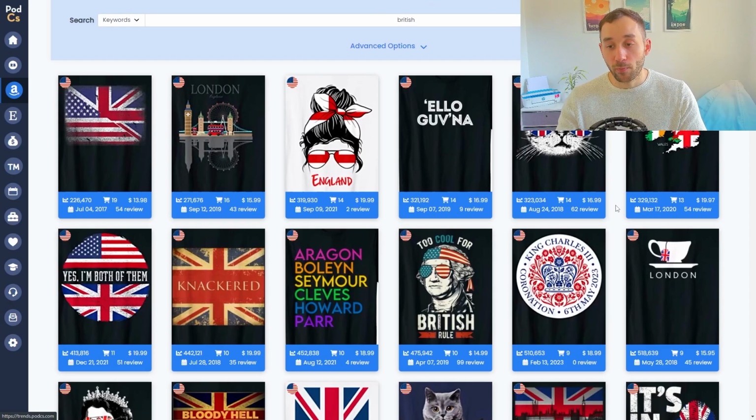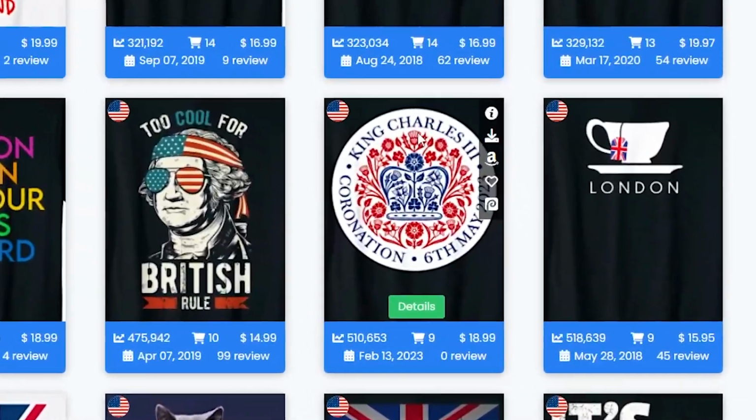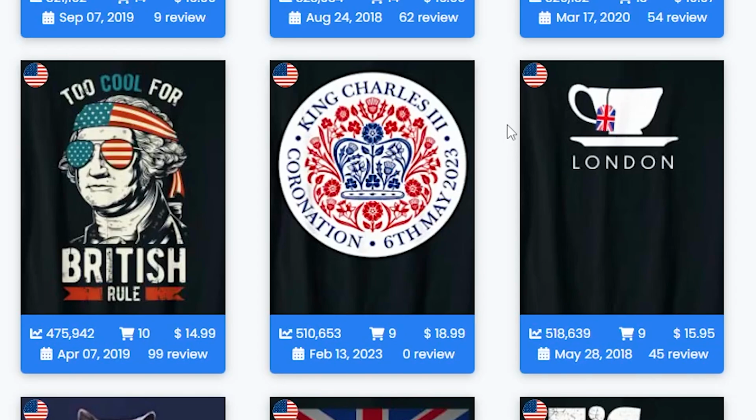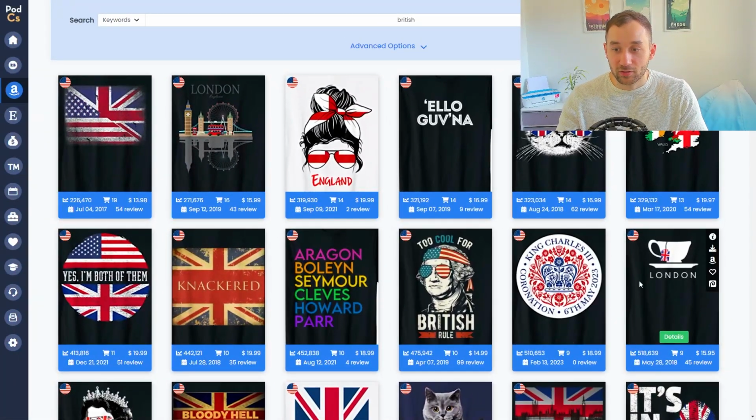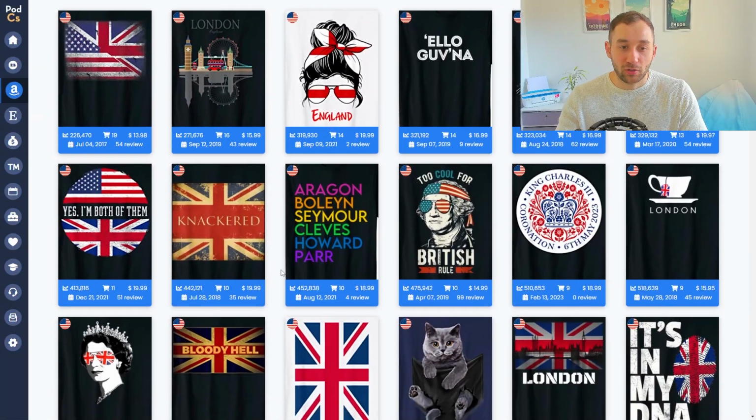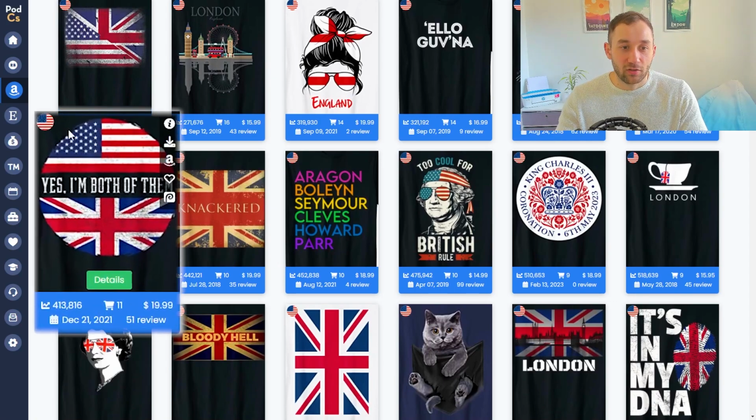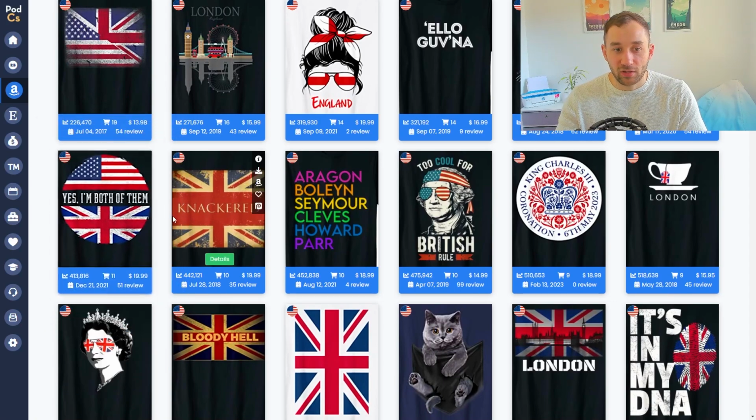I don't know whether you can use the name King Charles III in your design, like this example right here. I'm not sure what the rules are there. If anyone does know, please comment down below. I'd be really curious to know. So I'm not recommending this just in case it's not allowed, but designs like this right here, for Americans with a British background, definitely an option.